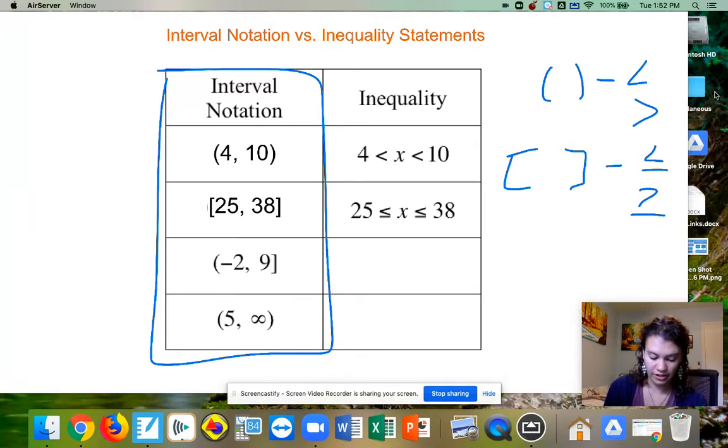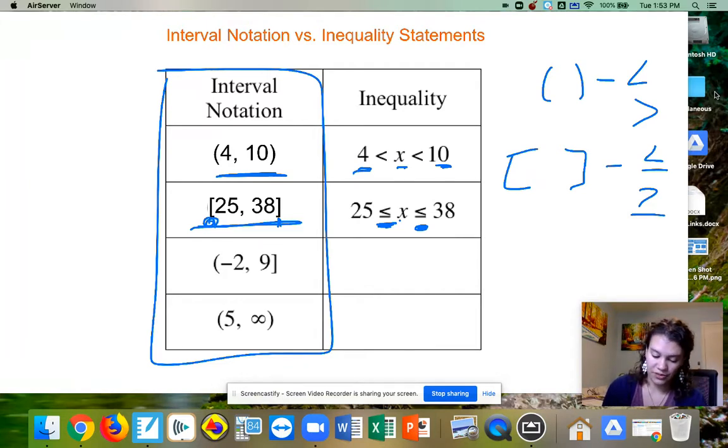So if we're looking here, if we have the interval 4 to 10, that's saying 4 is less than x is less than 10, because we have the parenthesis, we do not have a square bracket or the equal sign. Here's another example. You have 25 to 38. So 25 is less than or equal to, because it's a square bracket, x, which is less than or equal to 38, again because it's a square bracket. So pause this video quick and do the next two as an example. First practice.